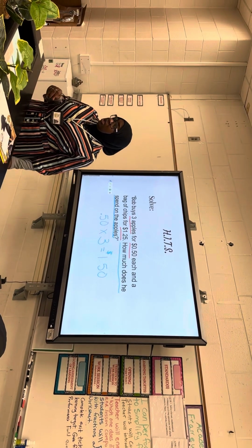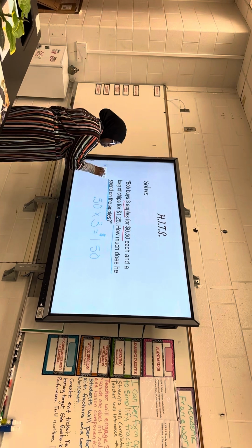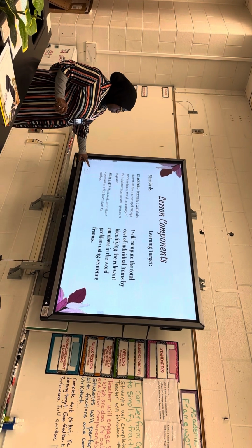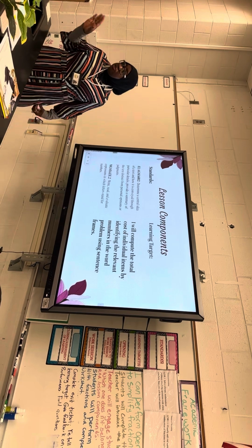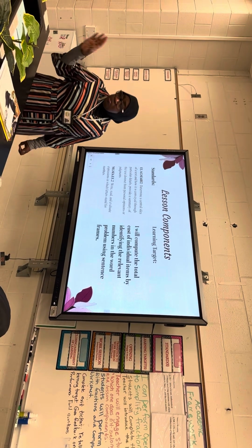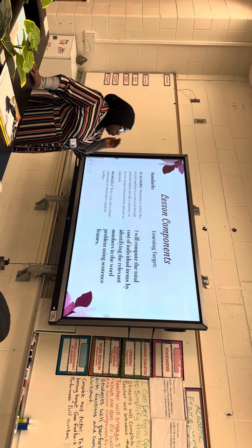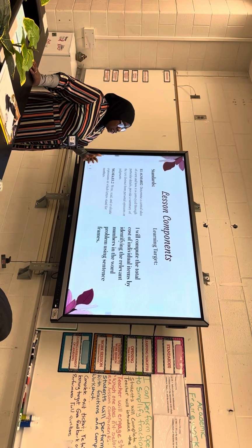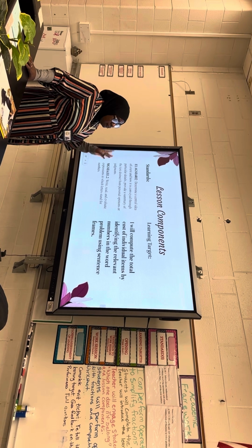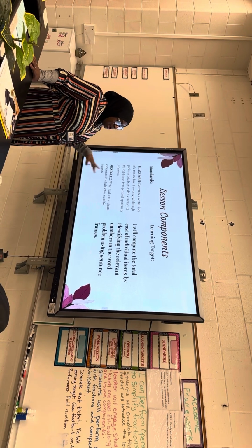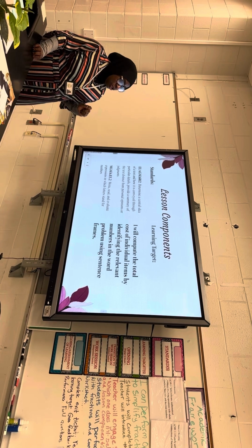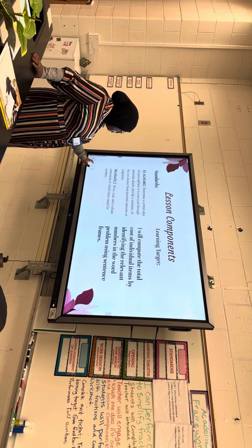Did anybody else get anything different? No. Okay. It's very important to read through more than one time. If you don't even do it all 3 times, always read it more than once. Okay. Today's learning target is, I will compute the total cost of individual items by identifying the relevant numbers in the word problem using sentence frames.